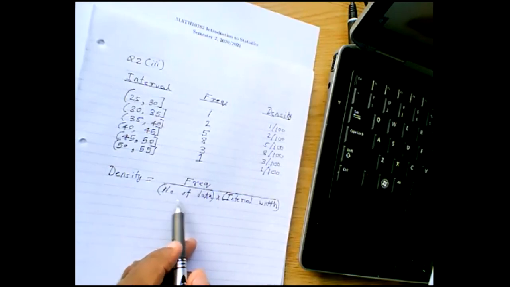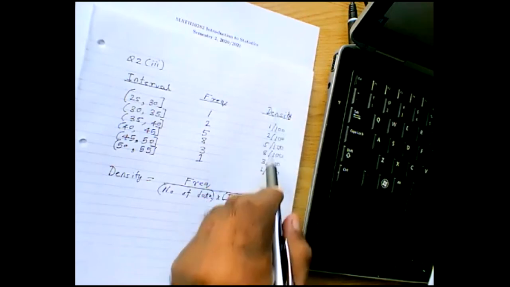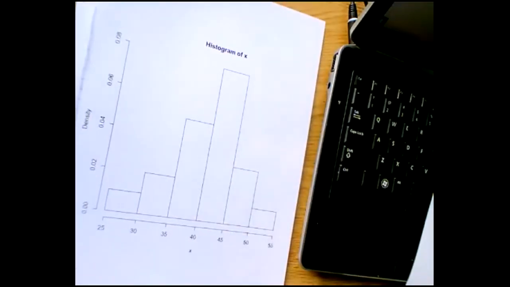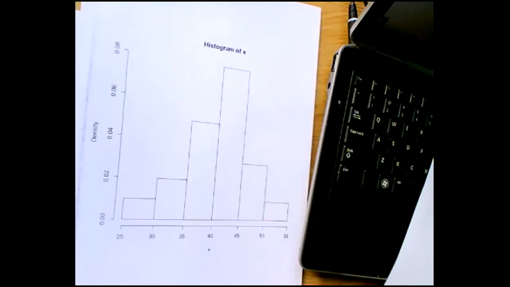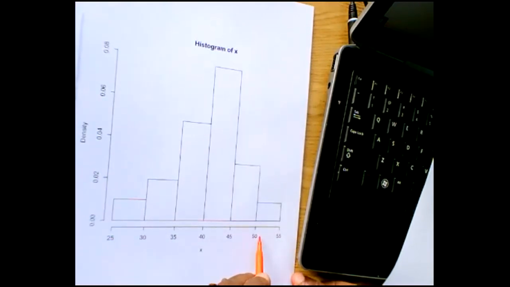All right, so you see what I've done is the frequency divided by the number of data, which is 20, interval width is 5. Okay, so this is what you will get. Now, the histogram, which I'm going to show you now, is going to be the plot of the density versus the interval. So it's this column versus this column, and this is what you will get. All right, as you can see, on the y-axis you have the density, and on the x-axis you have the intervals.